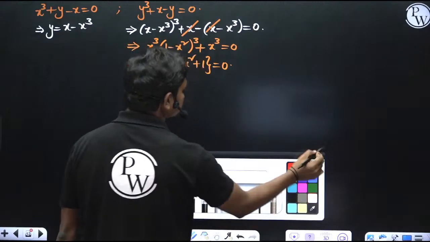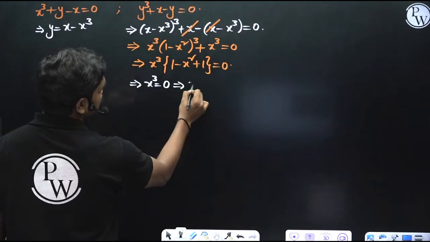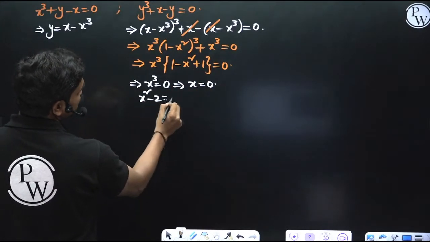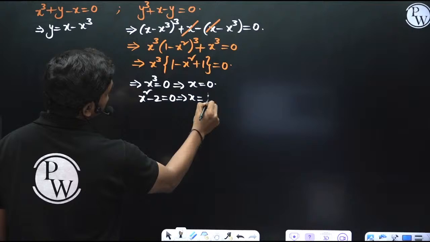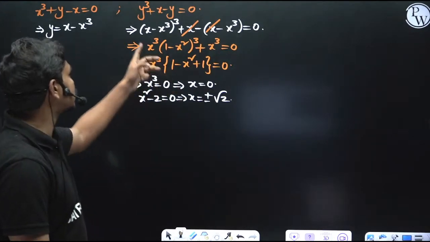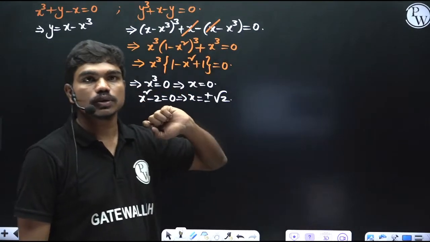So this implies x cube is equal to 0, which implies x is equal to 0. And 1 plus 1, 2, so x square minus 2 is also equal to 0. So x is equal to plus or minus square root of 2. Okay. So these are the 3 roots you have because it's of order 3 in general in terms of y. And you can see there are 3 roots. So what are the stationary points?